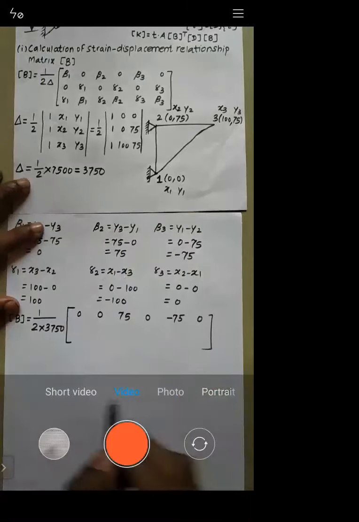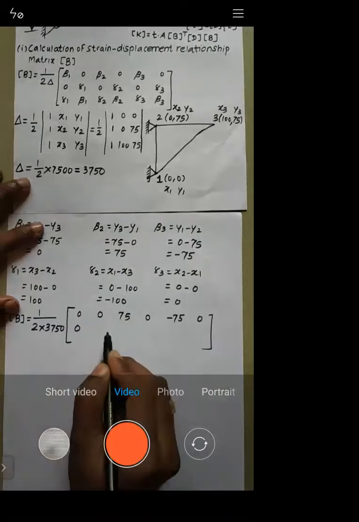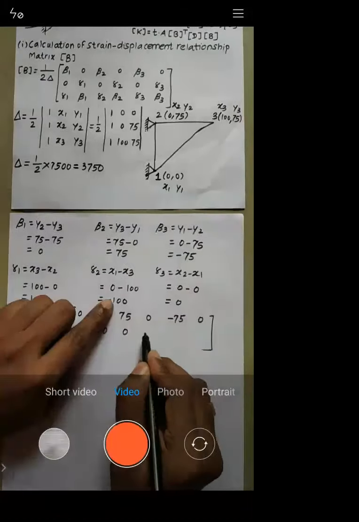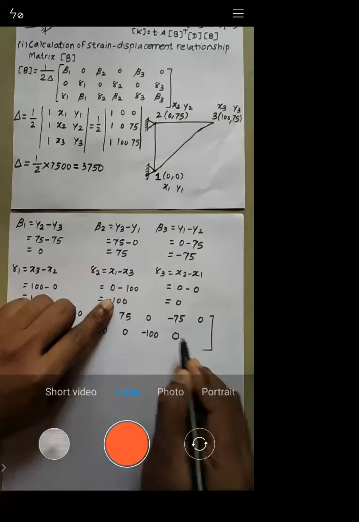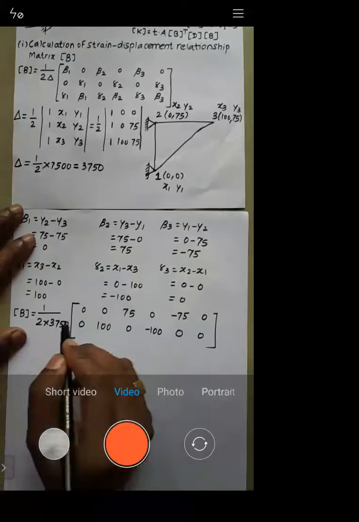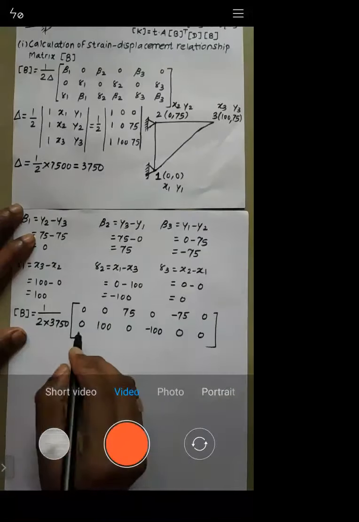Next, I need to write down 0. Then gamma 1, it's 100. Again 0. Then gamma 2, it's minus 100. Then 0. And gamma 3, it is 0, right? Okay. Next, I need to write down what?